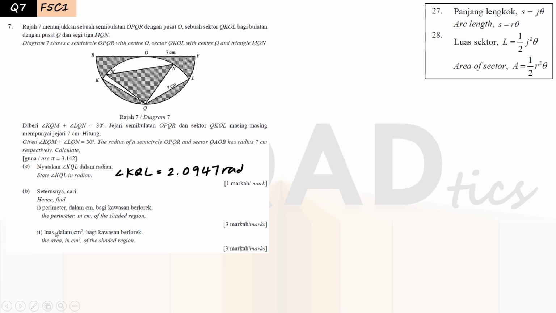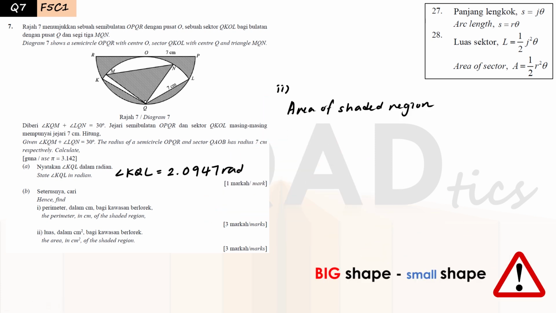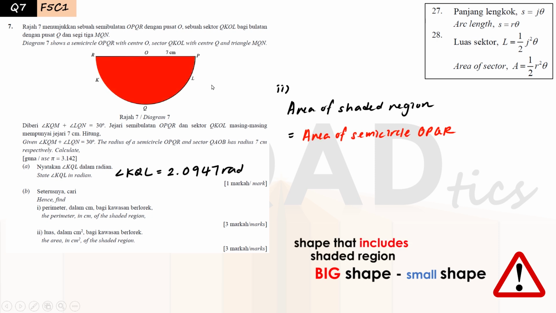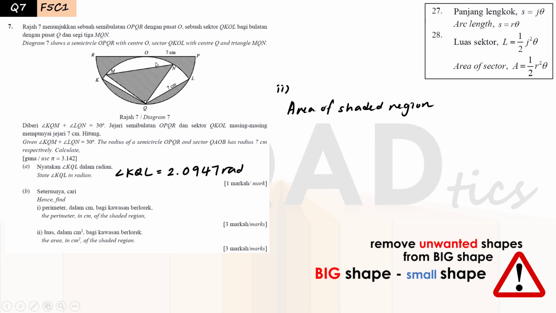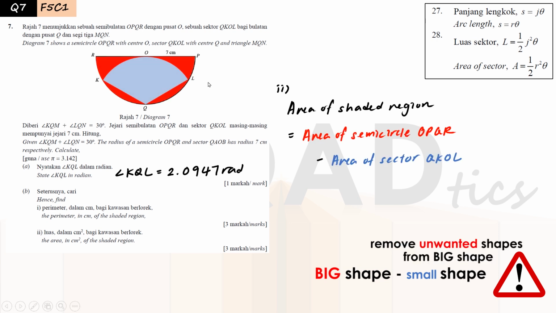And for part 2, we need to find the area of the shaded region, so we can use the technique that we always use, big shape minus the small shape. In this diagram, I think they help us to identify the shapes already, so this question would be simpler. So the big shape I would say is the semicircle, and then for the small shape, to remove these white color parts, I need to use the sector.